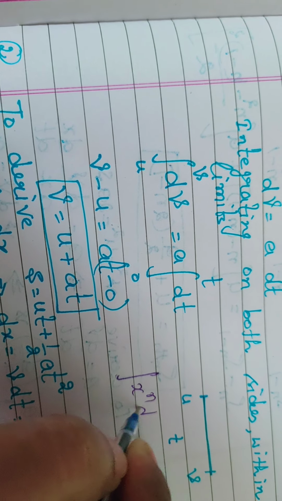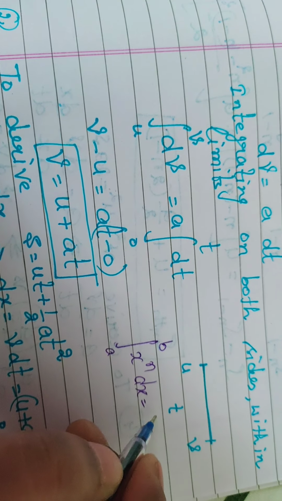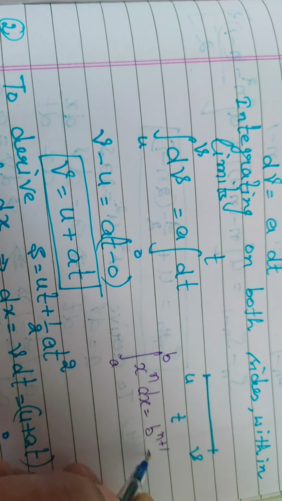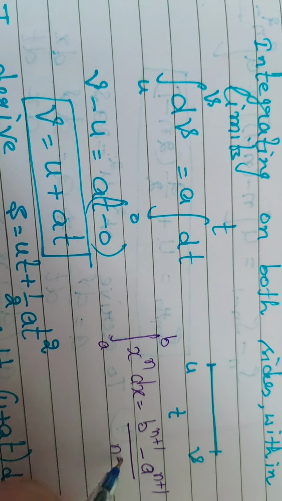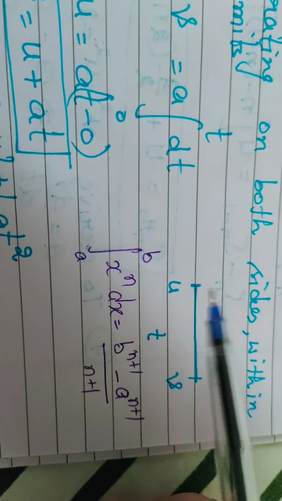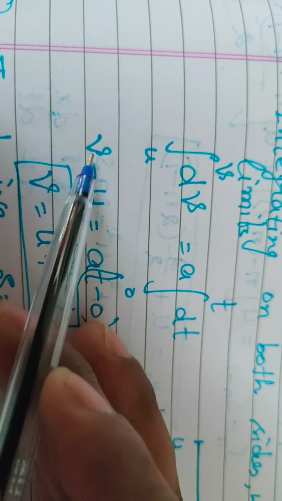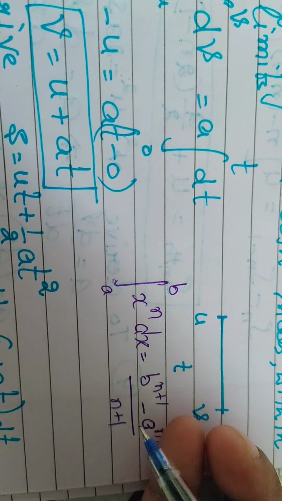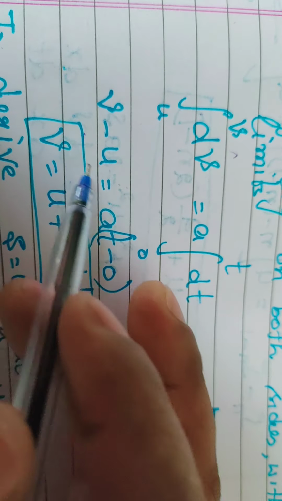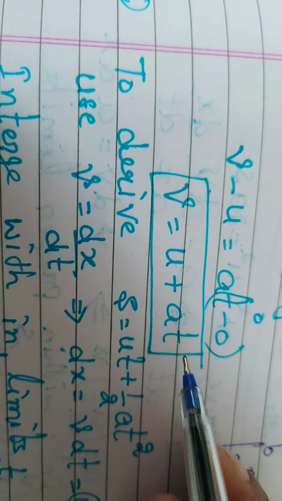integral of x raised to power n dx is equal to, if it has limits, then b^(n+1) minus a^(n+1) upon n plus 1. It is definite integration, so we have to put the limits. So I am putting the limits as v minus u, because if power is 0, then it is only b minus a, so it is v minus u. Similarly here t minus 0, so the formula becomes v is equal to u plus at.